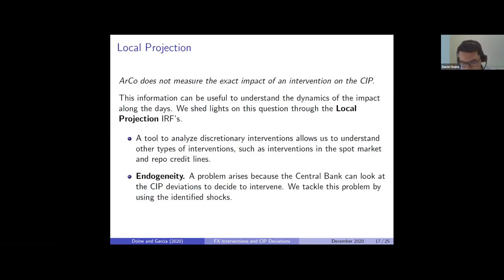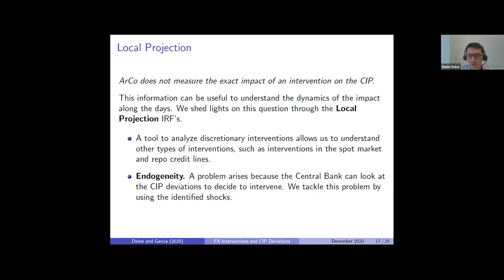So in the second moment, we try to amplify our analysis, and we do not look at just the program, which is very specific because it's a pre-announced intervention. So let's look at the discretionary interventions the central bank did along the whole period from 2009 until now. And to do this, ARCO has some issues, right? So we address the question using another methodology, the local projection, okay? And this is basically to give some thoughts about the other discretionary interventions.